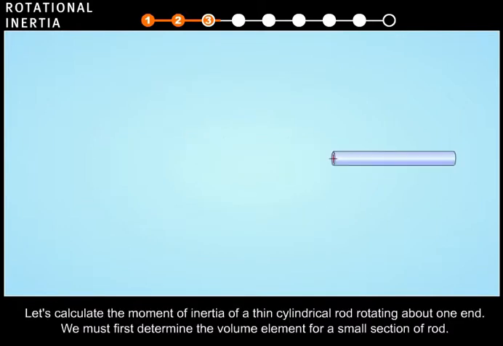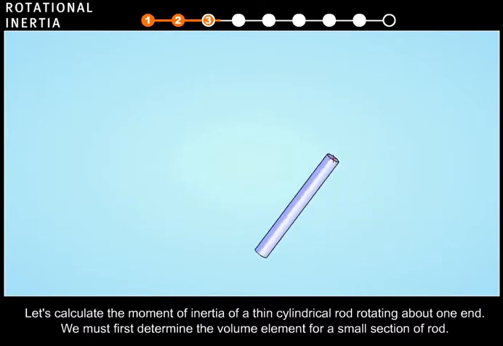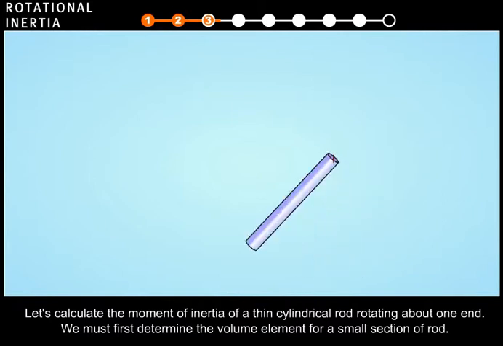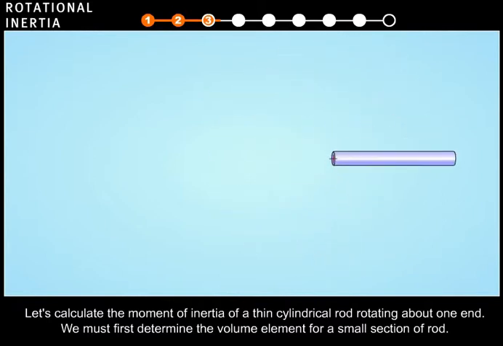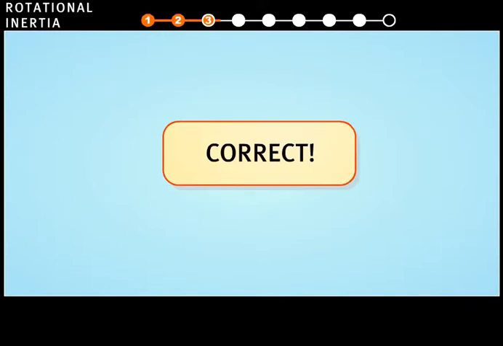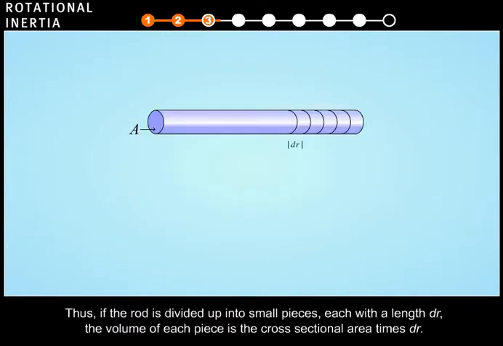Let's calculate the moment of inertia of a thin cylindrical rod rotating about one end. We must first determine the volume element for a small section of rod. What is the volume of a rod with a cross-sectional area A and length L? Correct. Thus, if the rod is divided up into small pieces, each with a length dr, the volume of each piece is the cross-sectional area times dr.